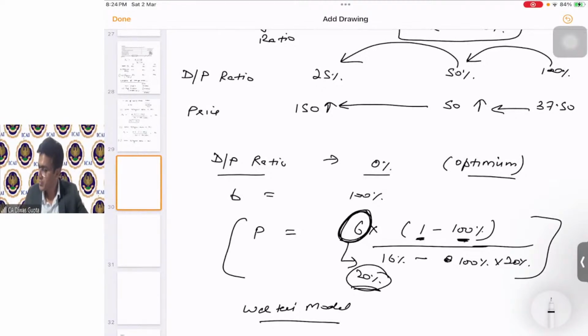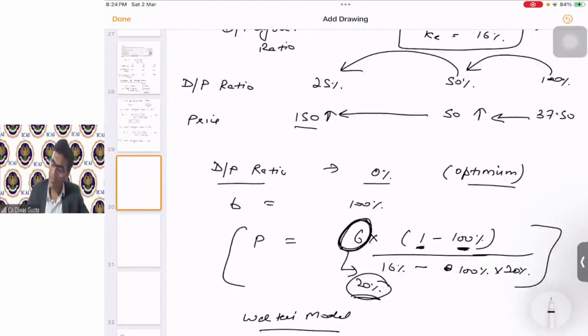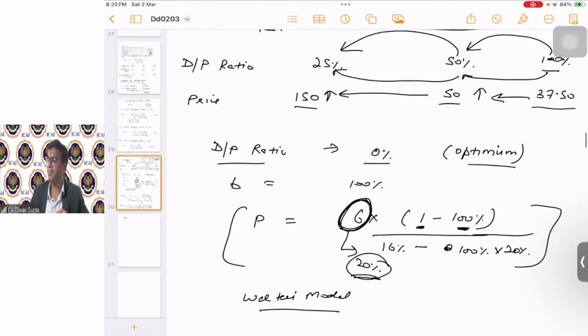Yes, Sanya, Bhumika, Shweta, all of your answers are correct. Although I am requesting that please ignore the Walter's model for the time being because these numbers of 150, 50, and 37.5 have been calculated on the basis of Gordon's model. And hence, directionally, our theory is proved from this dividend payout ratio being reduced and the price being increased. I think that is what we will have to understand from this part.